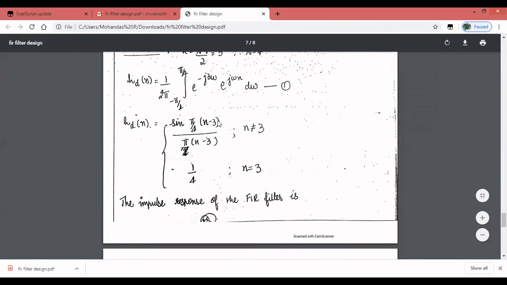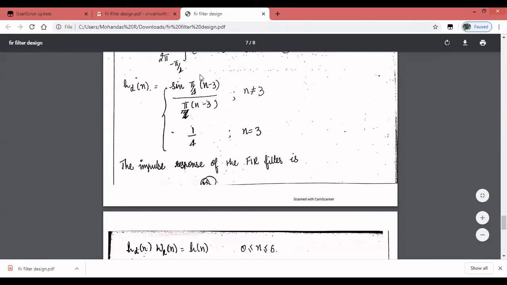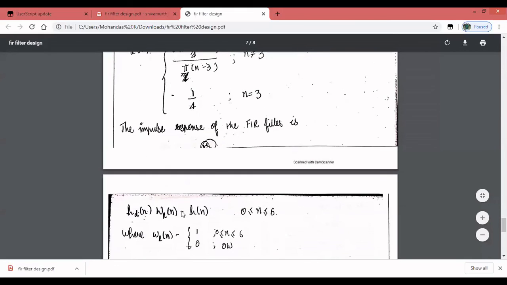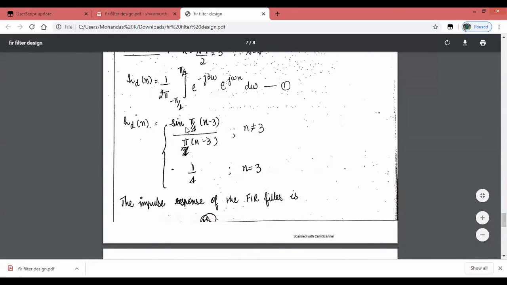What is the first thing I'll be doing? Substituting n equal to 0. For n equal to 0, it will become sin(pi by 4 of (0 minus 3)) divided by pi of (0 minus 3), which has to be multiplied with your window function w_r(n), which is equal to 1. Okay, if you substitute in your calculator, keep it in radians, not in degrees.